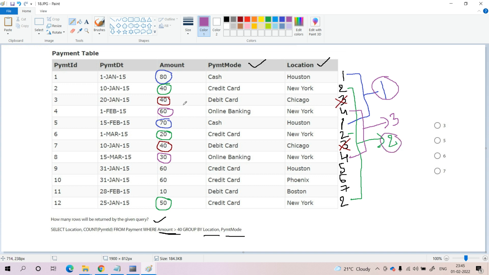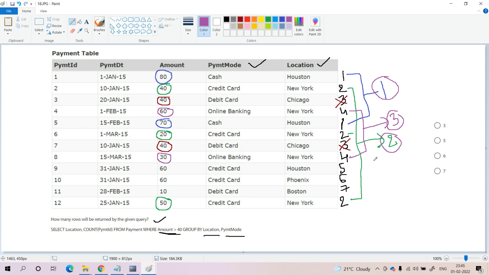And in the third group, none of the amount is greater than 40, so we should not consider the third group. Next, coming to the fourth group, the amount is greater than 60, so we can consider it as a new record. So totally, till now, we have successfully retrieved 3 records.